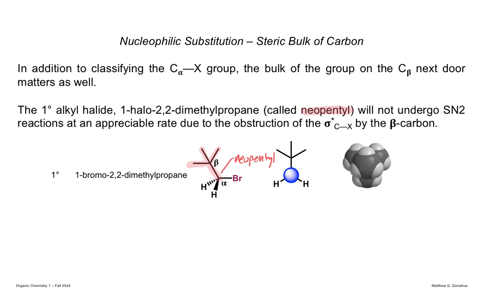And even though you would classify that as a primary bromide, if you look again at that space filling model, you can't really see the antibonding orbital. So that tert butyl group makes it really hard for the nucleophile to attack that carbon. So that's a special case to look out for when doing the sort of rate comparisons.